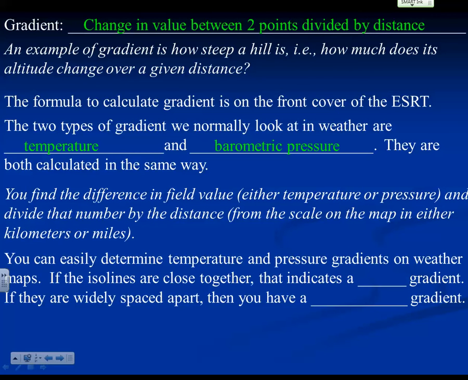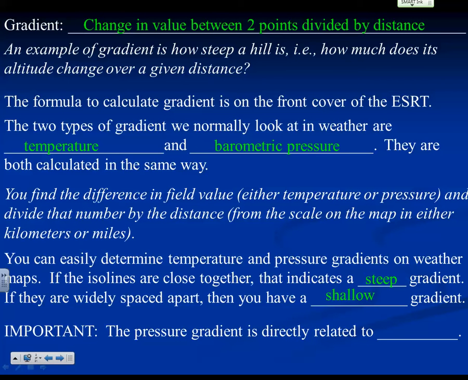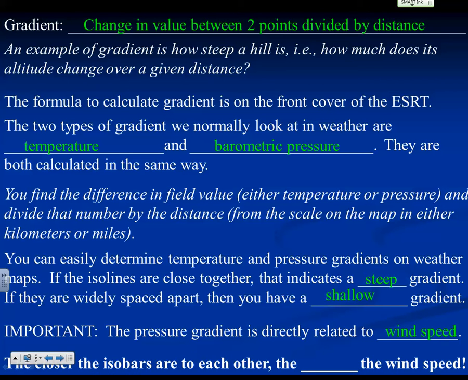And it's easy to do this. If the isolines are close together, remember that indicates a steep gradient, and if they're widely spaced, you have a shallow or gentle gradient. And important, the pressure gradient is directly related to wind speed. And that's what we just looked at in that last map. The closer the isobars are to each other, the faster the wind speed.